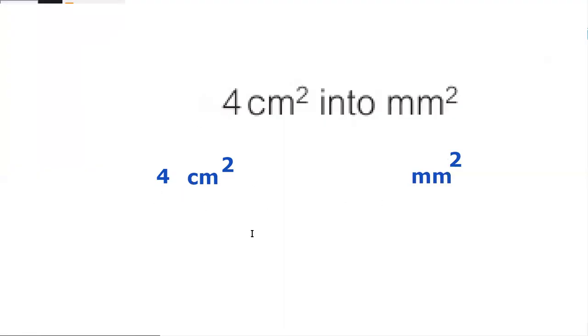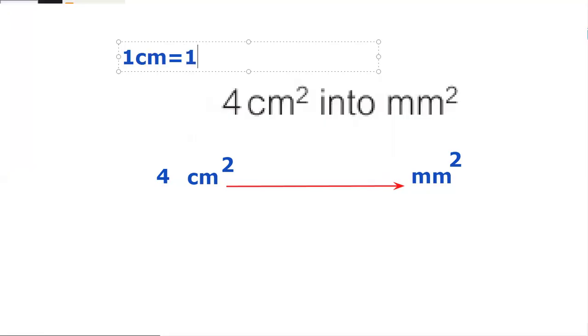Now, first we need to understand how do we turn a centimeter into a millimeter? Basically, to turn a centimeter into a millimeter, what do we do? Because this one centimeter is bigger than a millimeter. We know that each centimeter, let's write it here, 1 centimeter equals 10 millimeters.